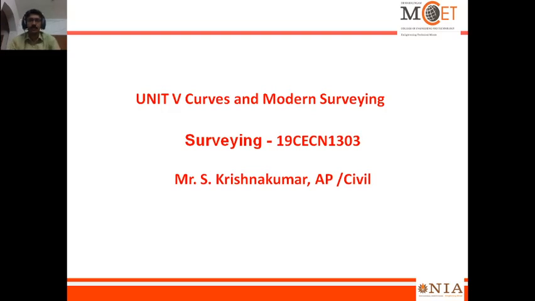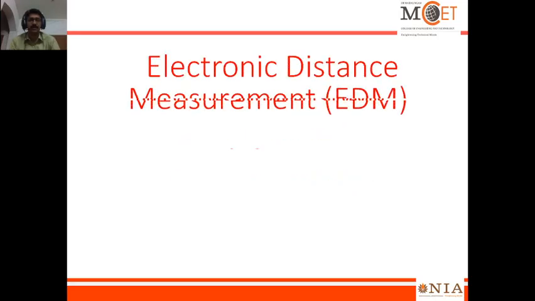Hello friends, we are continuing the second half of Unit 5, that is modern surveying. It consists of various types of latest equipments. In this video we try to see the basic concept for those modern equipments. We start with electronic distance measurement, in short, EDM.